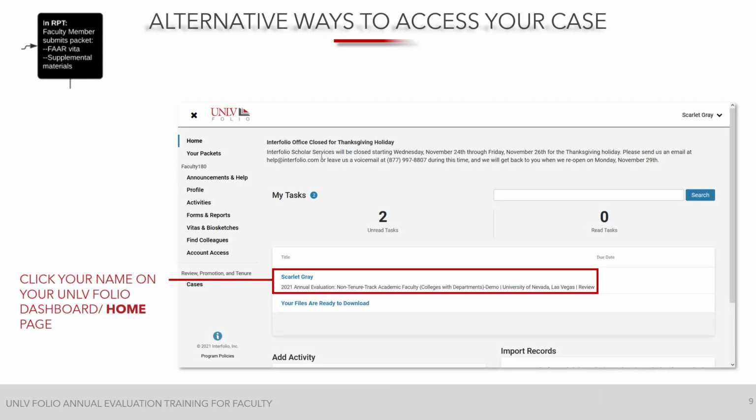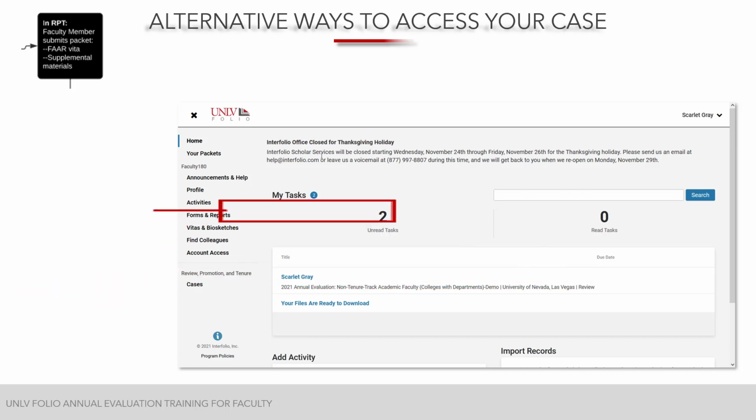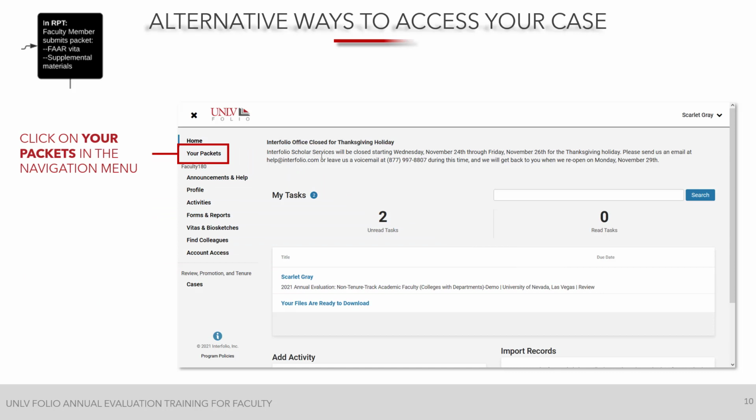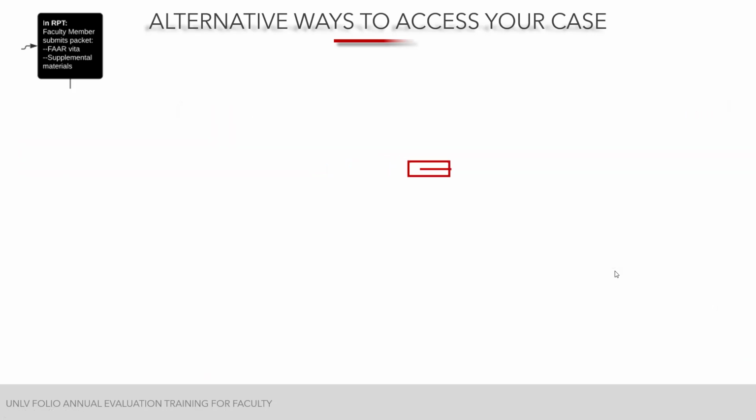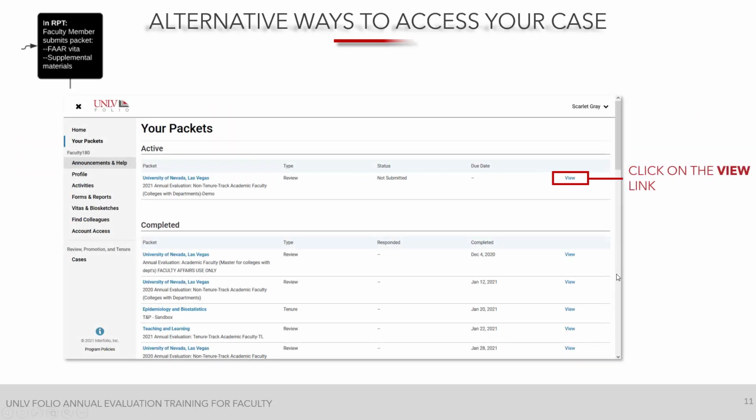The second way to access your case is directly from the UNLV Folio dashboard or the home page. You can access your case by clicking on your name. The third way is to click on the Your Packets option in the left navigation menu, and then click on the View link under the Active section on the Your Packets page.